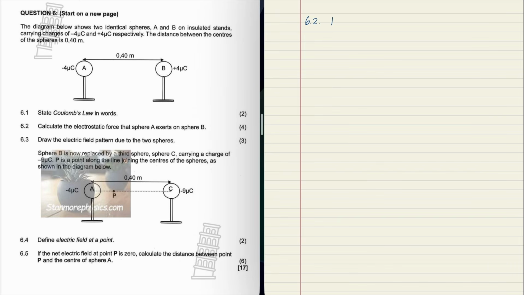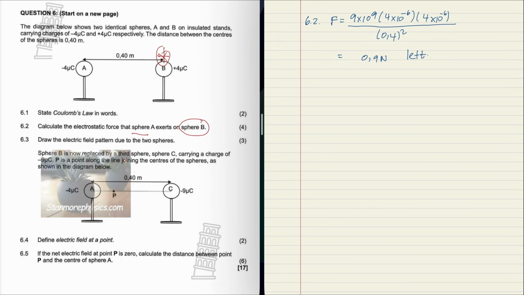So 6.2, F is equal to k, which is 9 times 10 to the 9, Q1, which is 4 times 10 to the power minus 6, Q2 is also 4 times 10 to the minus 6. Remember, for this formula, we do not include the sign. Divided by r squared, 0.4 squared. And that gives us an answer of 0.9 newtons. They didn't ask for the magnitude, they asked for the actual force, so we need to give a direction. So the force that A exerts on B: if we are at B, A is going to want to pull it to the left.